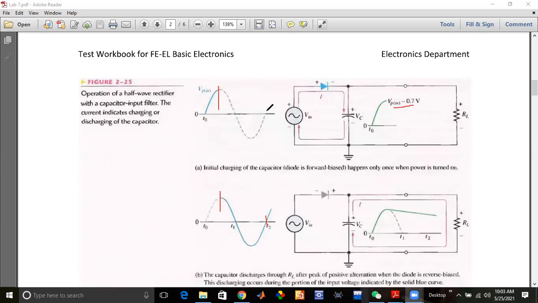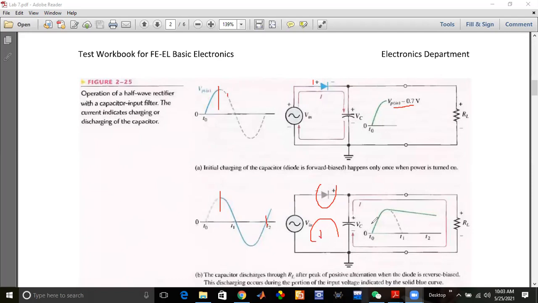So when the capacitor is discharged, from this portion to this portion the diode will be reverse biased. Why? Because the capacitor has charged up to Vp minus 0.7, and when we consider this portion, this voltage is smaller as compared to this. If this is less positive as compared to this, then the diode will be reverse biased. That is why in this portion the diode is reverse biased. When the diode is reverse biased, it will be an open circuit, so there will be no current flow here.